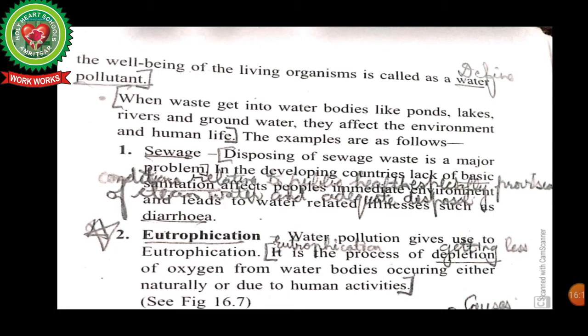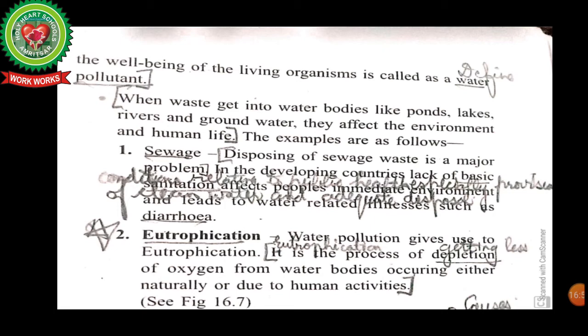When pollutants get into water bodies like ponds, lakes, rivers and groundwater, they infect the environment and human life. The examples are as follows. Number 1, sewage. Disposing of sewage waste is a major problem. In the developing countries, lack of basic sanitation, that is conditions relating to public health, especially provision of clean water and adequate disposal, is termed as sanitation. The lack of basic sanitation affects people's immediate environment and leads to water-related illness such as diarrhea.